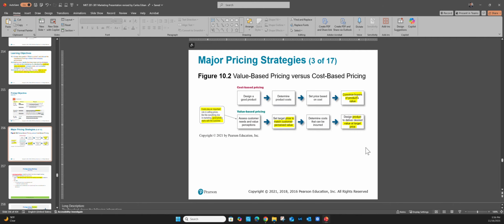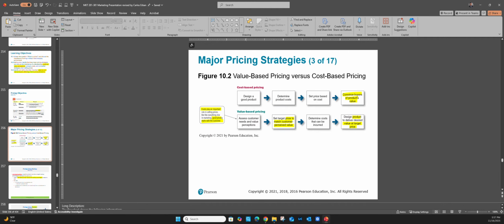So essentially you have two major pricing strategies, cost based and value based. So cost based is you design a product. So let's say you design the best product you can design, and based on how much it costs to design that product, you set the price and then try to convince buyers to buy your product at that price. Value based is kind of the opposite. You assess how much your customers are willing to pay for a certain need, then you design a product so that you can match that price. And you need to look if it's even possible with the cost.